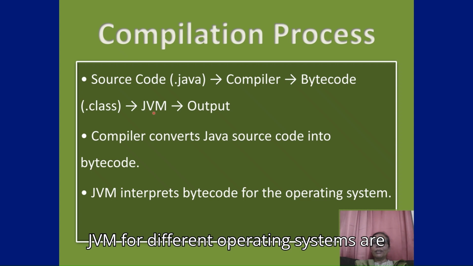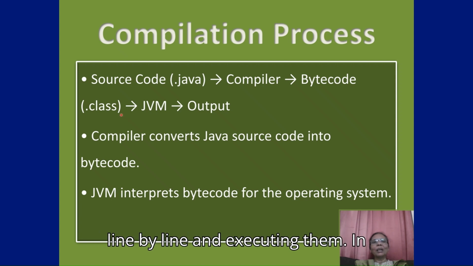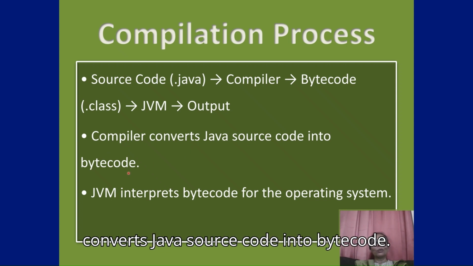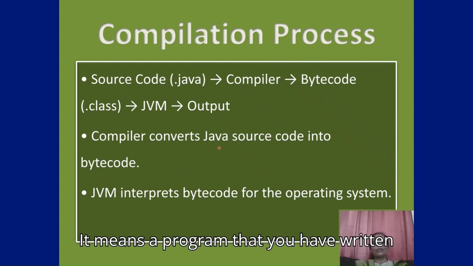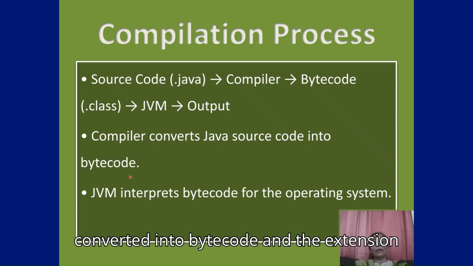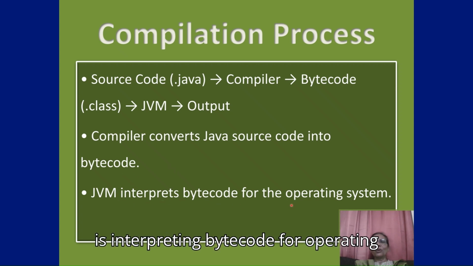The JVM for different operating systems is different. And the JVM reads your code line by line and executes it in order to give you the output. A compiler converts Java source code into bytecode. It means a program that you have written in Java having extension .java is converted into bytecode, and the extension of bytecode is .class. The JVM interprets bytecode for the operating system.